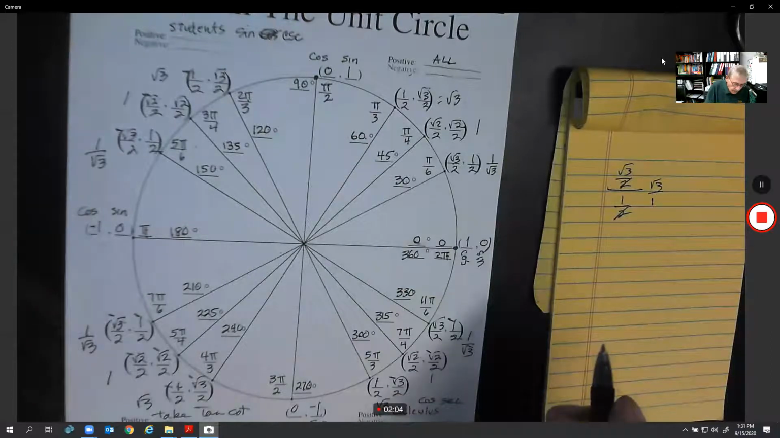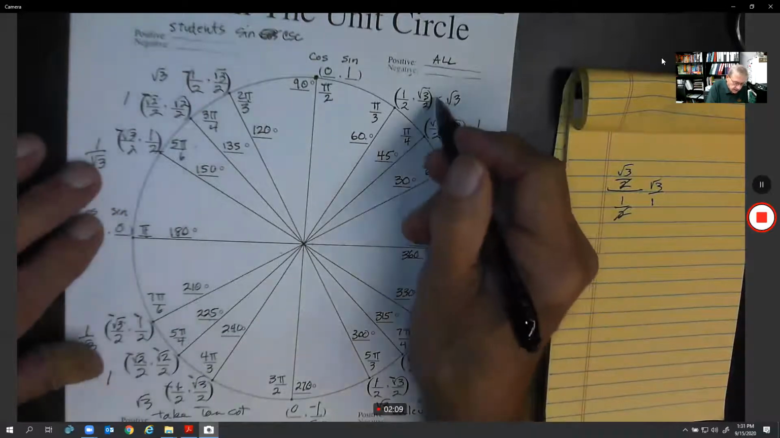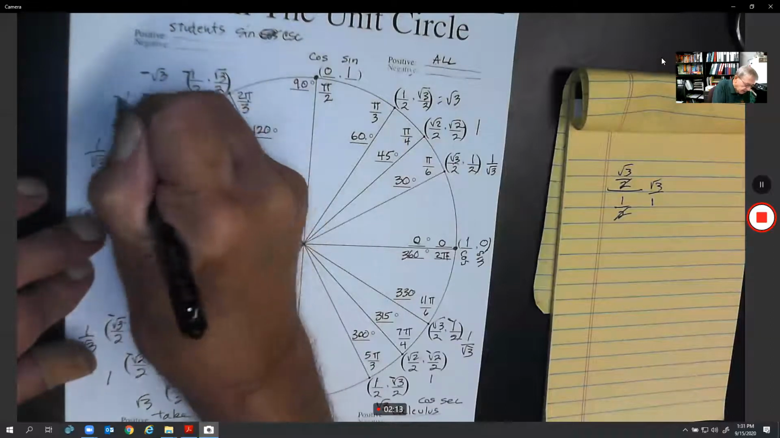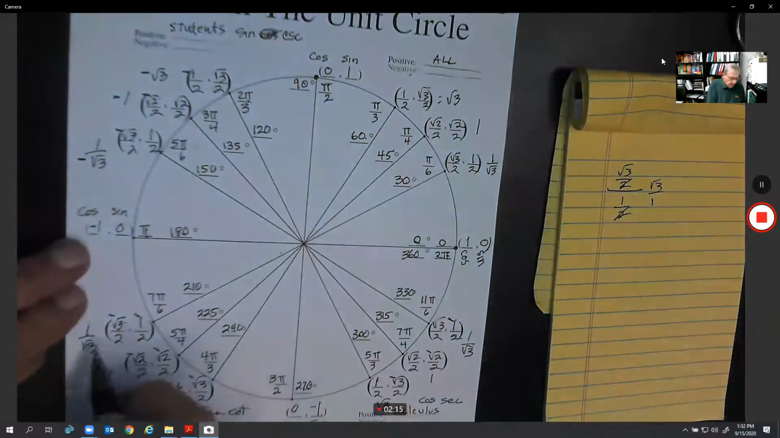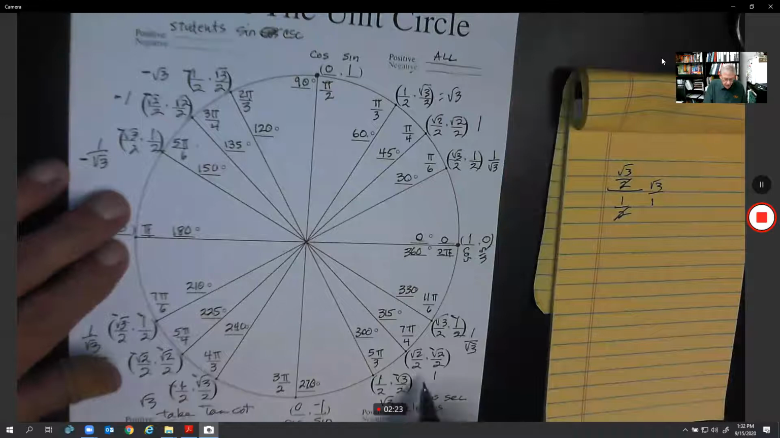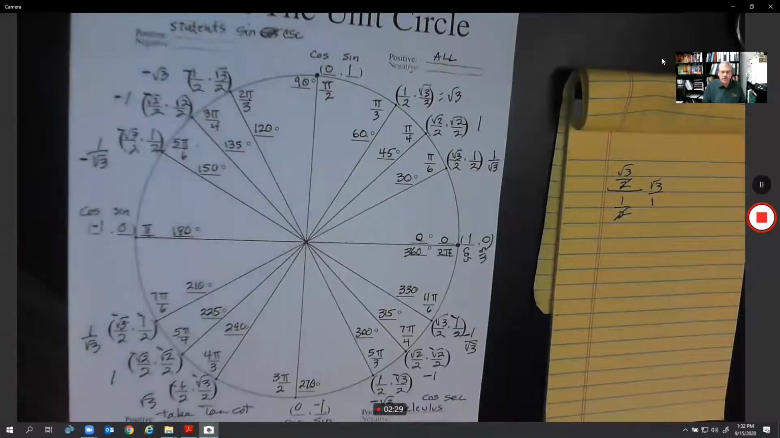Now, let's fill these in. We know the tangents are positive. Tangents are going to be negative in the second quadrant. In the third quadrant, the tangent is positive. All students take calculus. And then in the fourth quadrant, they're negative again. Okay, so we got our signs in.